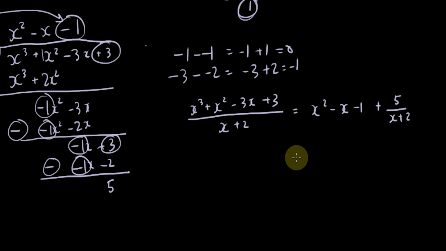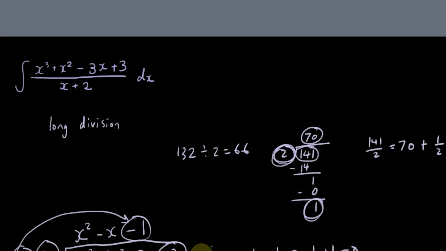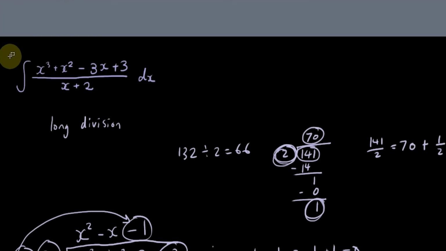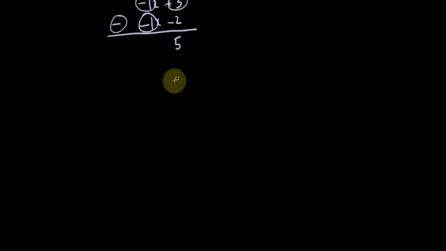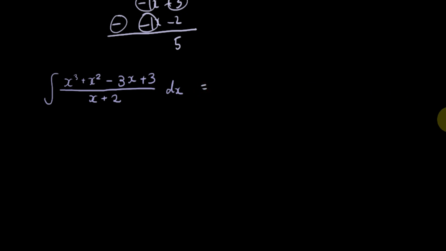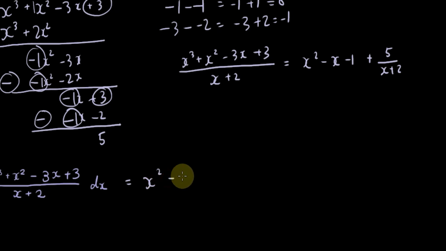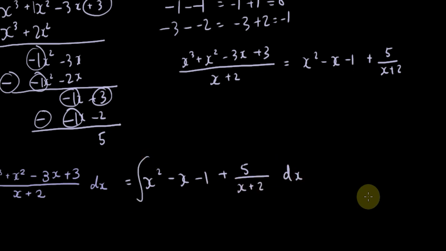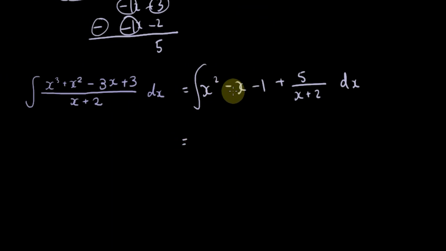So we're going to use long division to separate. Once we use long division, we can replace this with that result. Now we have been able to split up this huge fraction into x squared minus x minus 1 plus 5 over x plus 2. We've been able to split it, and that makes it so much easier to integrate because we can now just use our formula.